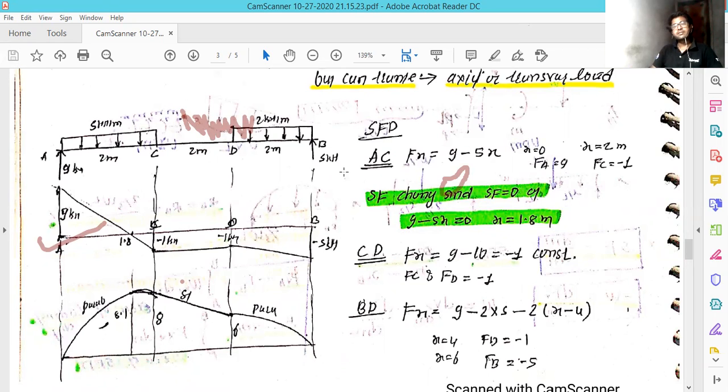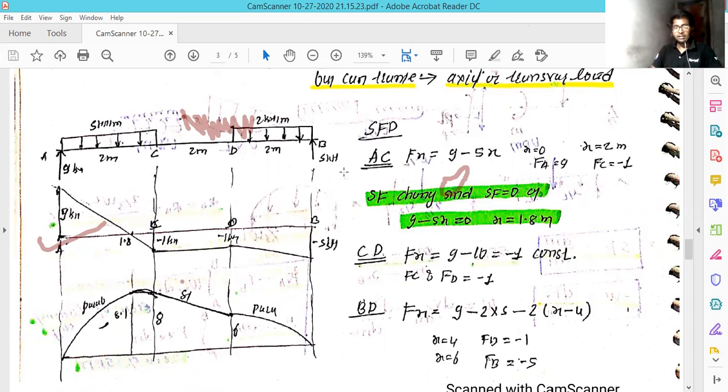inclination in the shear force diagram. So there is a chance it will cross the neutral axis, or it might not cross the neutral axis. So you have to find out whether it will cross that neutral axis or not. If the value of the force at the C point is going to be negative, then definitely there is a change in sign.